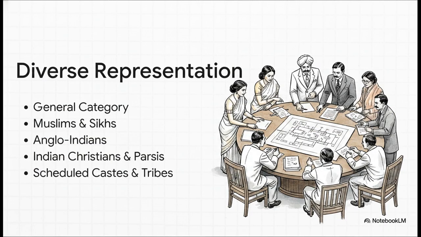But it wasn't just a handful of men in a closed-off room. Despite the boycott, Indian National Congress leaders worked intentionally to make sure the assembly was truly national in its character. They expanded representation way beyond the initial categories. They brought in voices from Anglo-Indians, Indian Christians, Parsis, and crucially, they made sure that scheduled castes and tribes had a seat at the table. They knew, for sure, that a constitution for everyone had to be written by everyone.